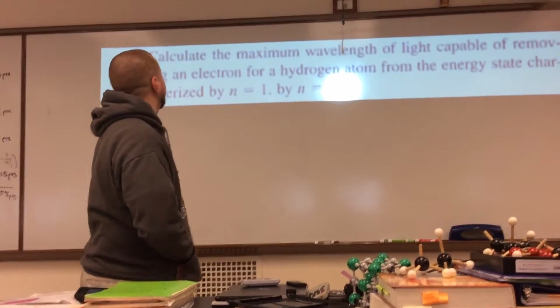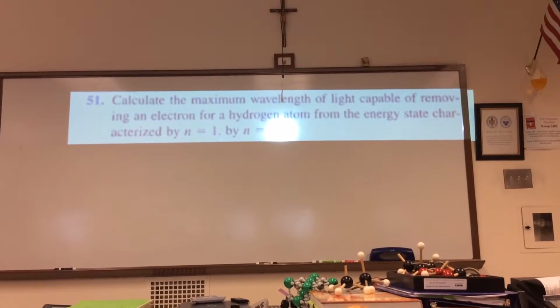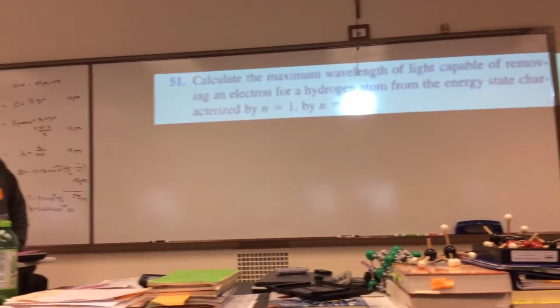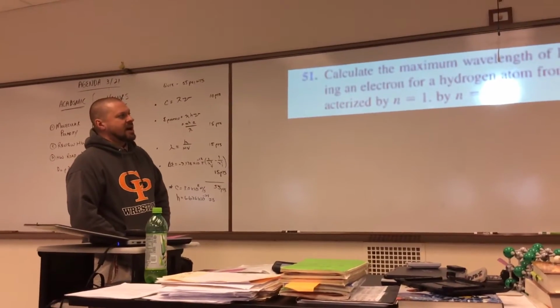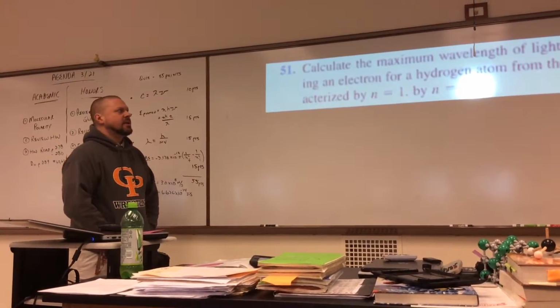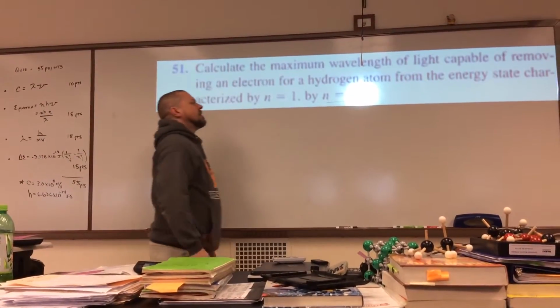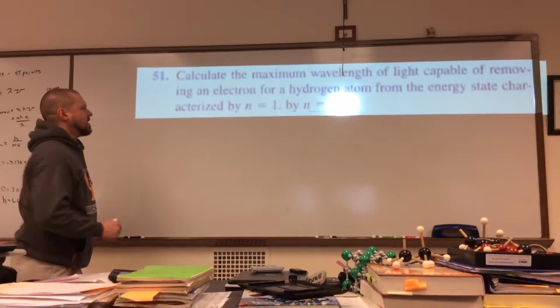Okay, now this is a very similar problem, but I just want to show you something different here. Calculate the maximum wavelength capable of removing an electron in a hydrogen atom for the energy state characterized by n equals 1 and n equals 2. Well, let's do the n equals 2 one just because n equals 1 is kind of boring. So here's the trick, all right?